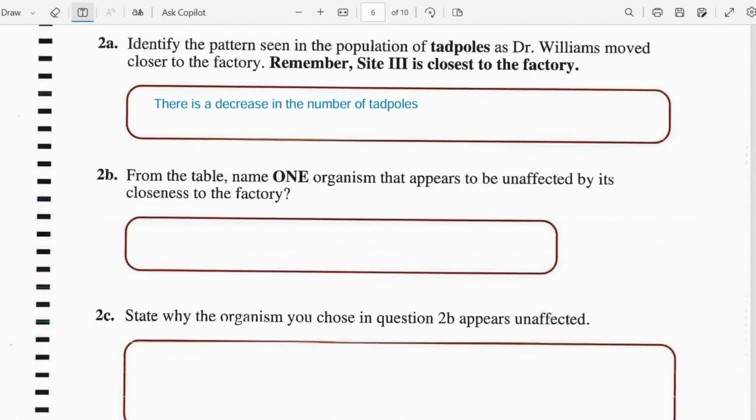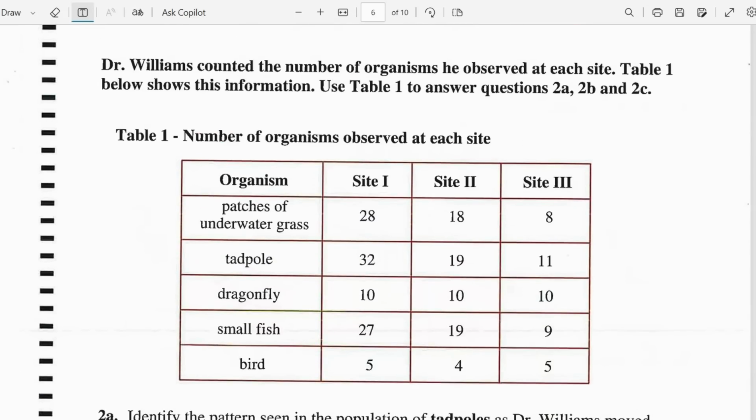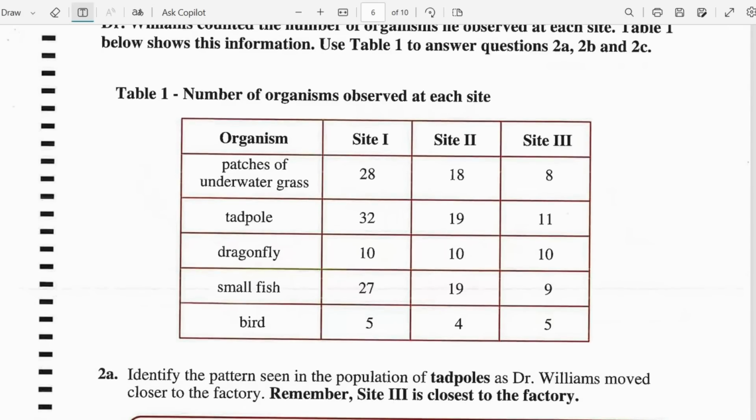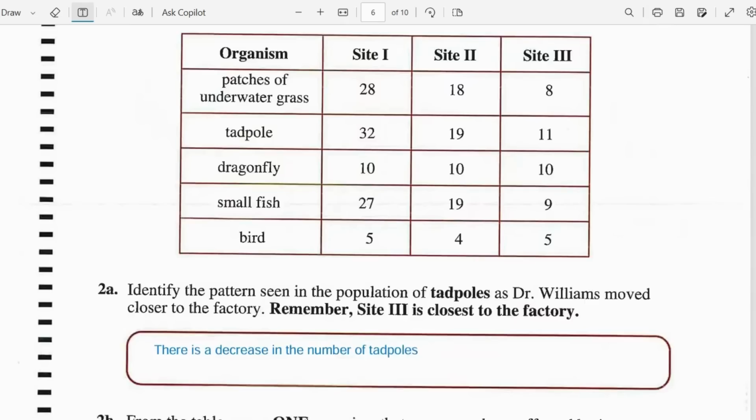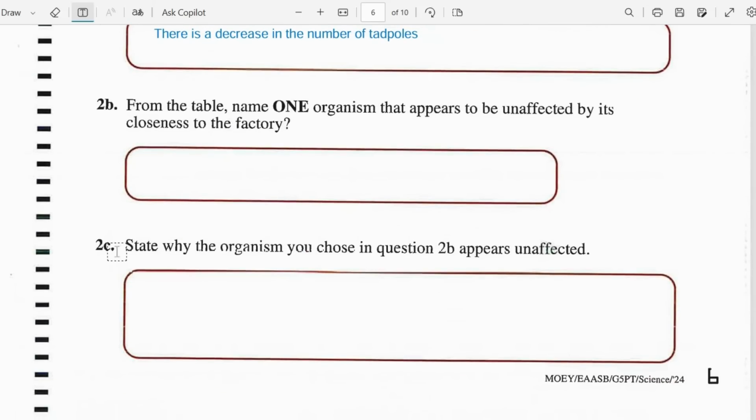On to 2B. From the table, name one organism that appears to be unaffected by its closeness to the factory. Let's look back at it. It looks like the dragonfly because it doesn't matter which site the dragonfly is in, it's still the same number of dragonflies. So you can say dragonflies.